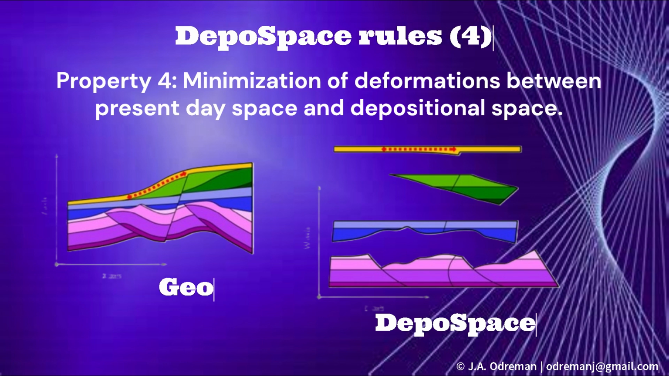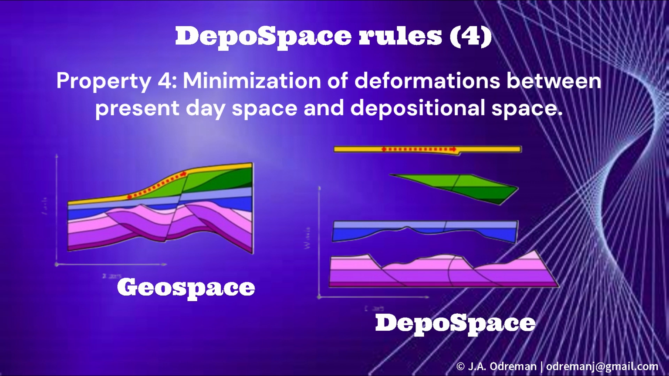The image demonstrates property 4, which highlights how deformation alters the continuity of geological layers. In geospace on the left, we see the yellow layer with the red dotted line following a distorted path due to folding and deformation. This shows how the layer has been significantly bent and displaced over time by tectonic forces. In contrast, in depospace on the right, property 4 reveals the original continuity of the yellow layer. Here, the red dotted line runs straight, indicating that during deposition, the layer was undisturbed and uniformly distributed.